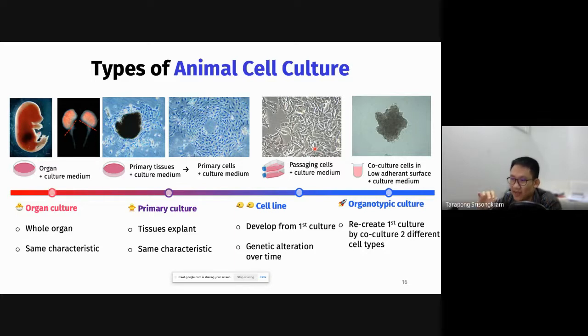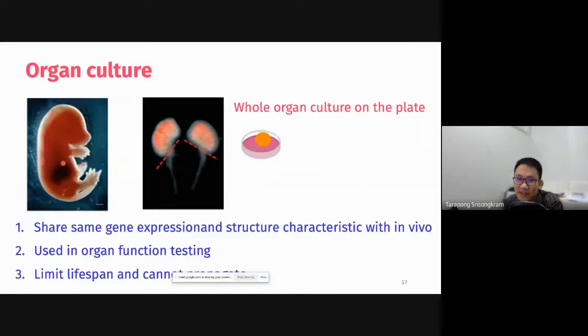In this slide there are four types of animal cell culture: organ culture, primary culture, cell line and organotypic culture. I will discuss each type, show you how each is developed and how they link to each other. So let's start with the first type, which is organ culture.